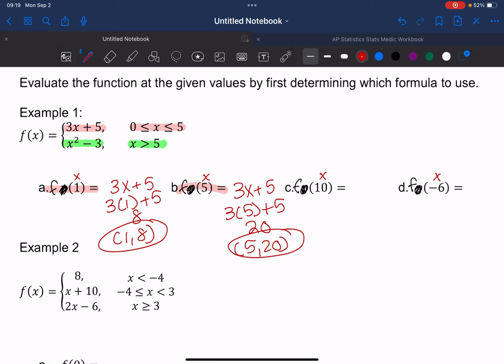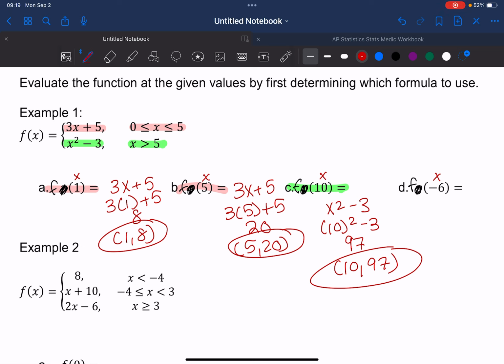Okay. Now I have f of 10. So looking at my domains, my first one is 0 to 5. Well, 10 is not between 0 and 5, so that one doesn't work. Now I look at the next one. Is 10 bigger than 5? Well, 10 is greater than 5, so I'm going to be using the green expression on this one. So I have x squared minus 3. Instead of x, I'm going to put 10. So 10 squared minus 3. That gives me 97. So I have the point 10, comma 97.